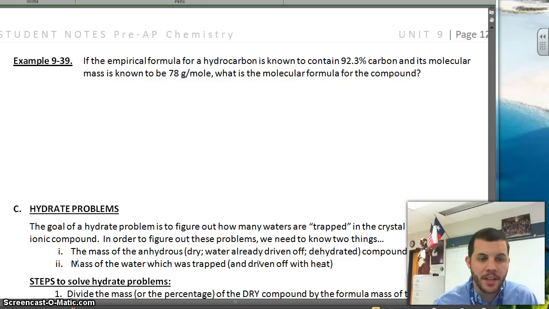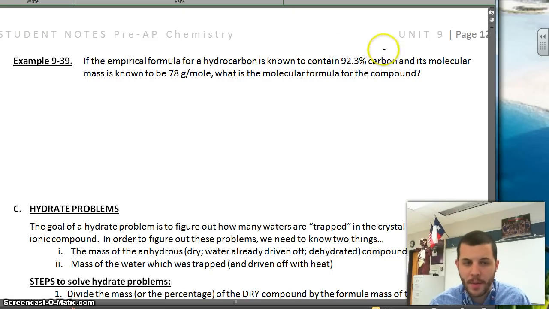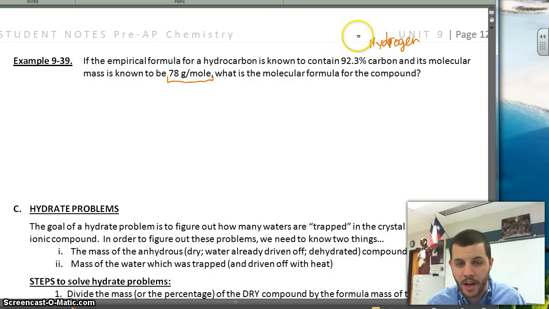9-39. So this problem tells us that the empirical formula for a hydrocarbon is known to contain 92.3 percent carbon, and its molecular mass is known to be 78 grams per mole. What's the molecular formula? Okay, now it doesn't give us a whole lot of information here. I know that it's a hydrocarbon, so therefore I know it contains carbon and hydrogen. Okay, so I'm going to write hydrogen up here. I know that it's 92.3% carbon, therefore the other part of the 100% has got to be 7.7% hydrogen.